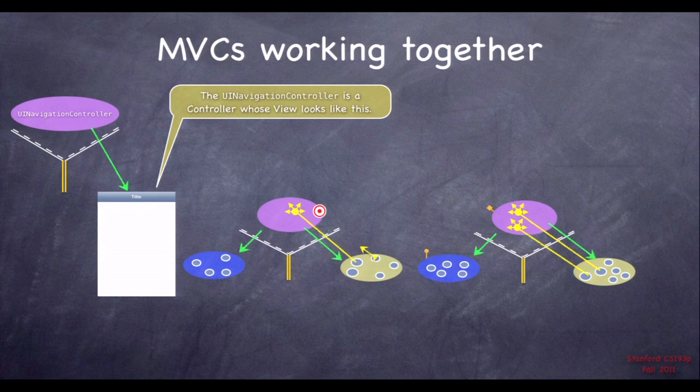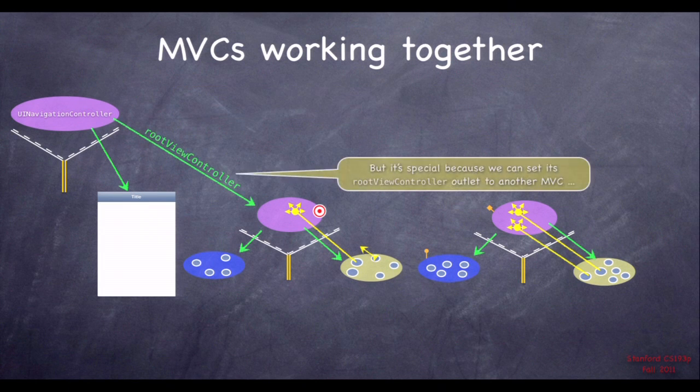And this is what its view looks like. You see this white area with the little title bar at the top. That little word says title. I don't know if you can see it from there. That's what a navigation controller's view looks like, that square. But it's a special kind of controller because it has an outlet called its root view controller, which points to the controller of another MVC. You can see this one points to that as its root view controller.